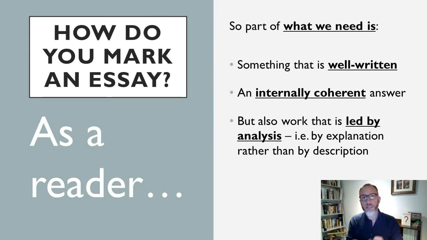Imagine that someone else, an intelligent historian, is picking this up, but that this isn't necessarily their subject specialism. And try and write for that person, making sure, therefore, that you introduce key themes, key terms, and that your essay makes sense in and of itself. Also, of course, in order to make the best possible impression on this particular reader, you need to make sure that your work is led by analysis. In other words, by explanation rather than description, that you've got a good argument. So how do you go about achieving that?